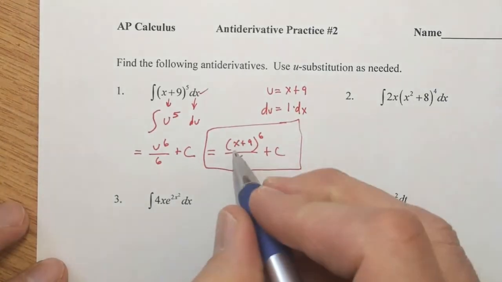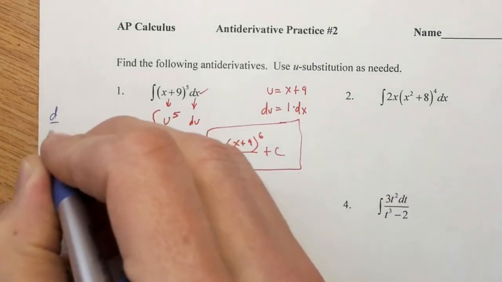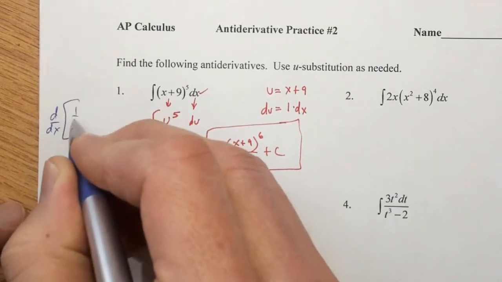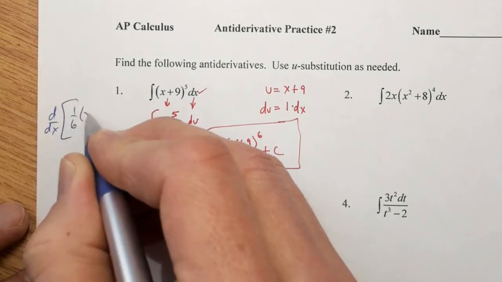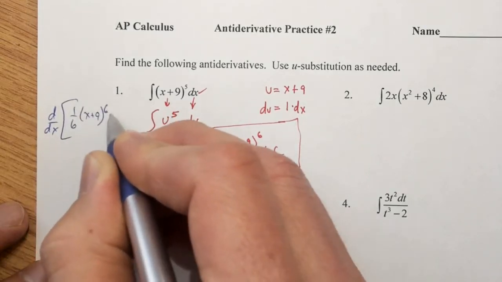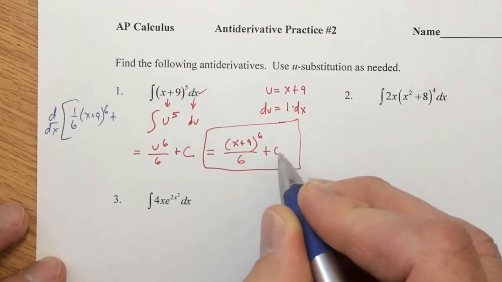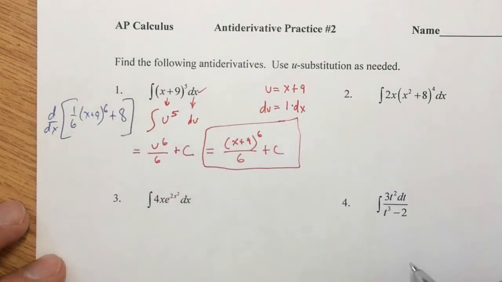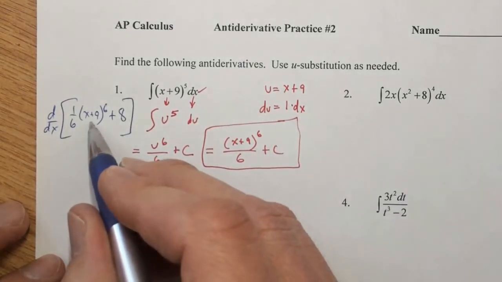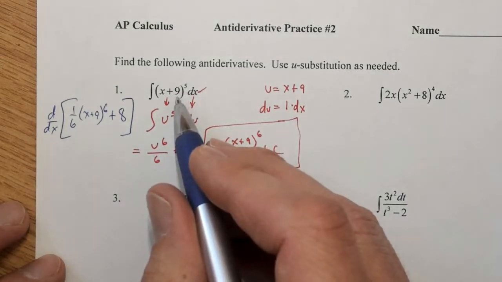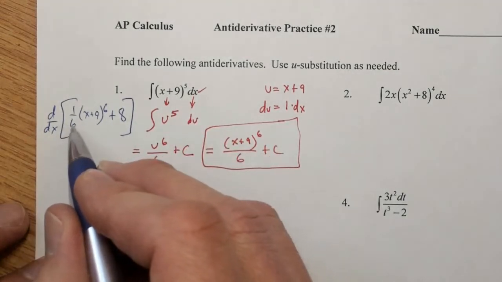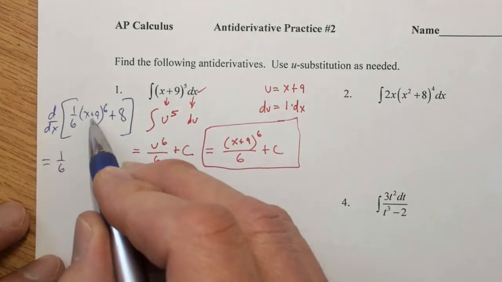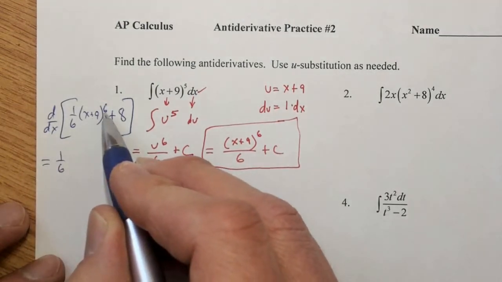We're going to take the derivative of 1/6 times (x plus 9) to the 6th power plus, and you can plug in whatever number you want here. You can leave it as c, or you can say, you know what, plus 8. We want to derive this. We should end up with that. So when we take the derivative, we have a coefficient, so that's going to stay. And then we have an inner function to the 6th power.